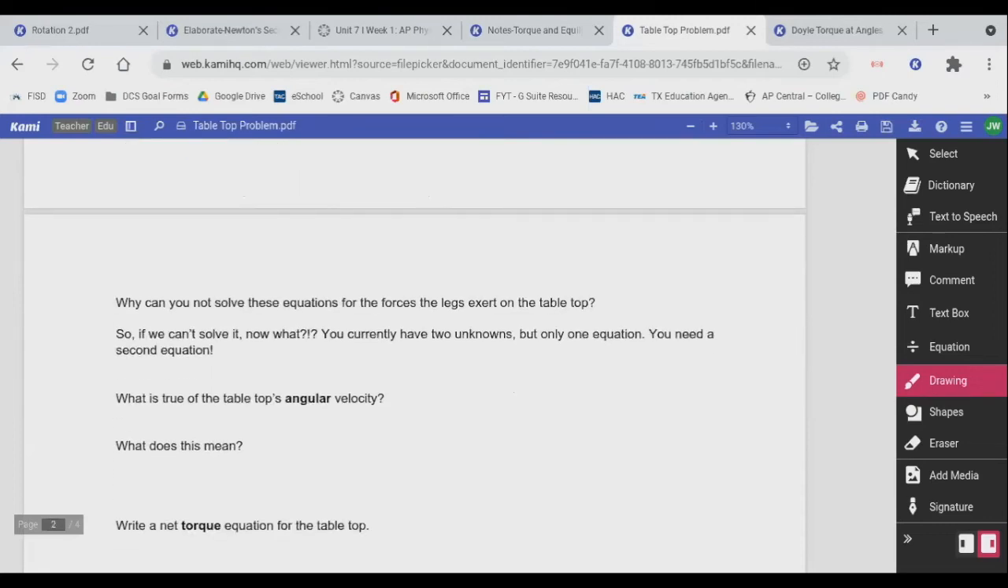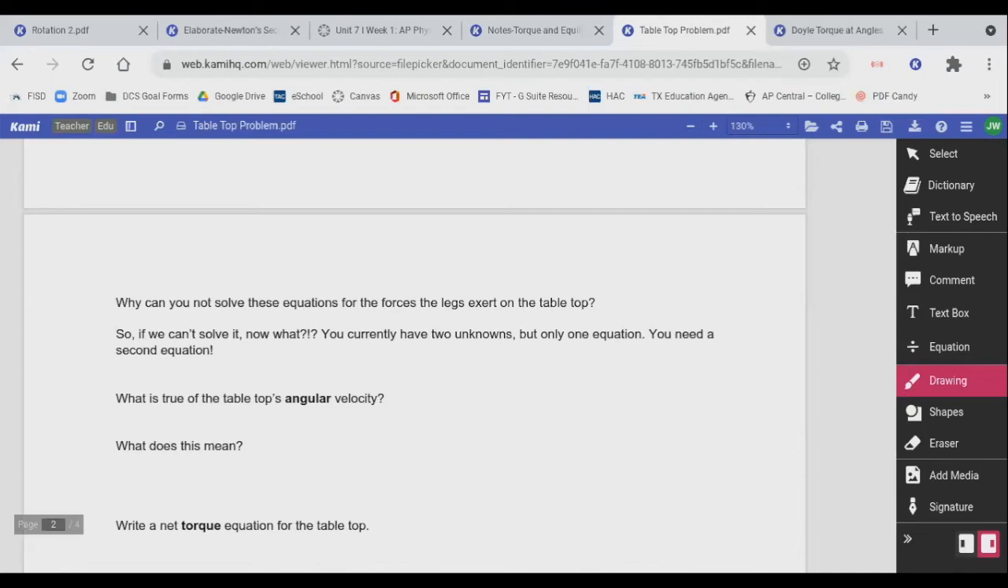All right, so the next statement says, so if we can't solve it, now what? You currently have two unknowns, but only one equation. You need a second equation. So that's not really a question. It told us we need a second equation. So let's go to what it says next. What is true of the tabletop's angular velocity?